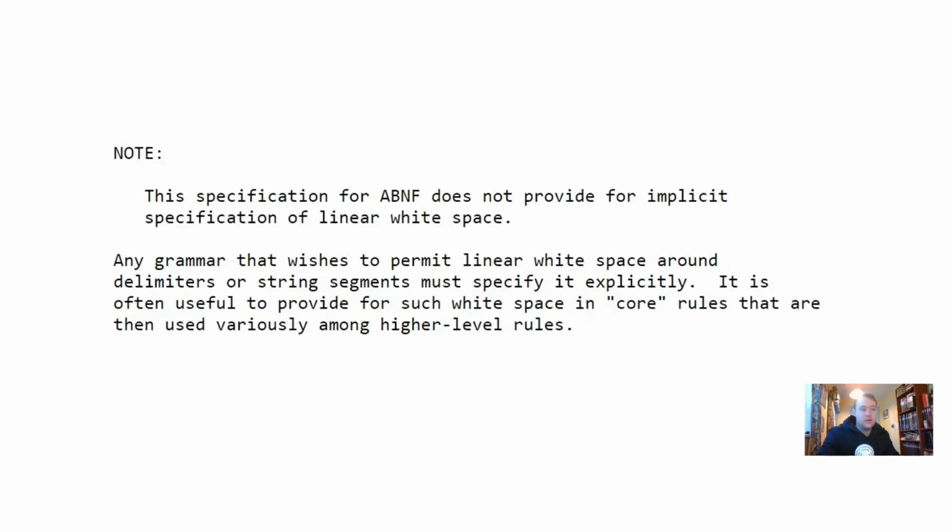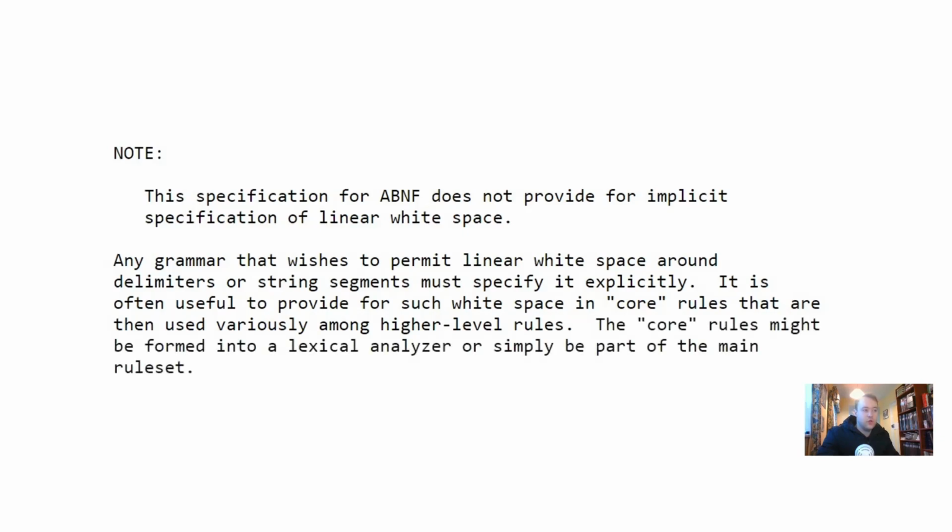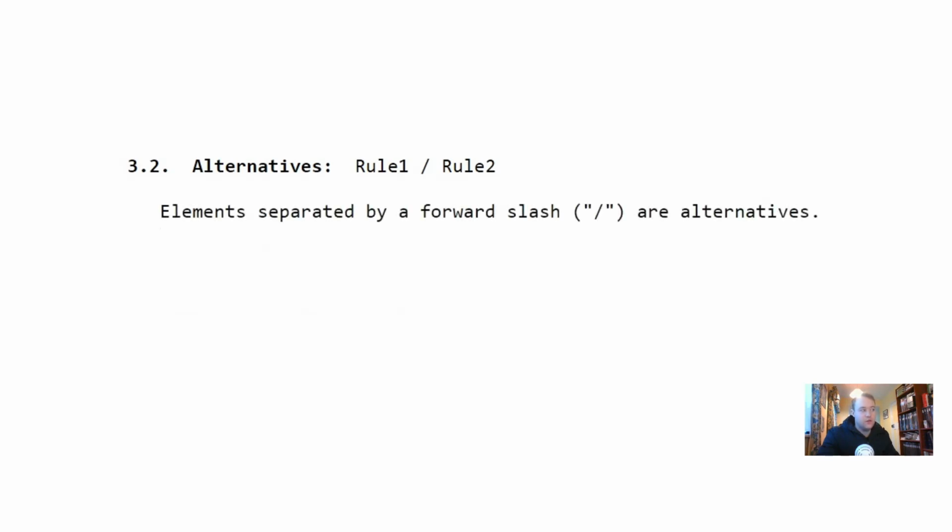That might sound bad. However, the way most people use ABNF is that you have some core rules that you rely on again and again. And so if you just put the whitespace in them, then that makes it a bit easier because you're going to use those rules again and again. The core rules might be formed into a lexical analyzer or simply be part of the main rule set. So that's concatenation. Now, what's this / about? It's about specifying alternatives. We use that to separate elements. Therefore, foo / bar will accept foo or bar.